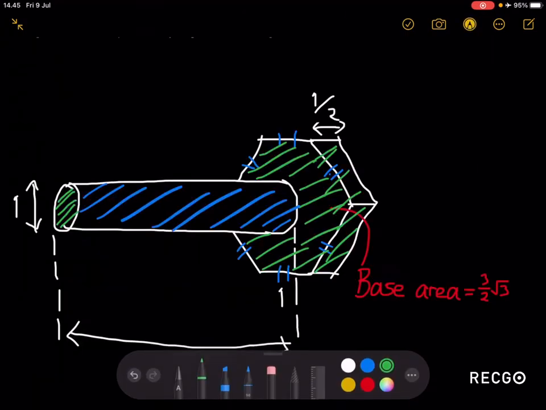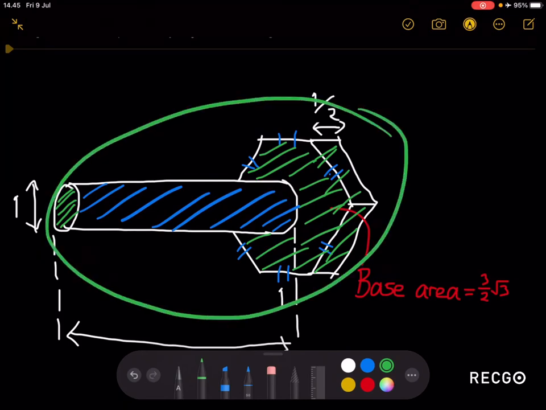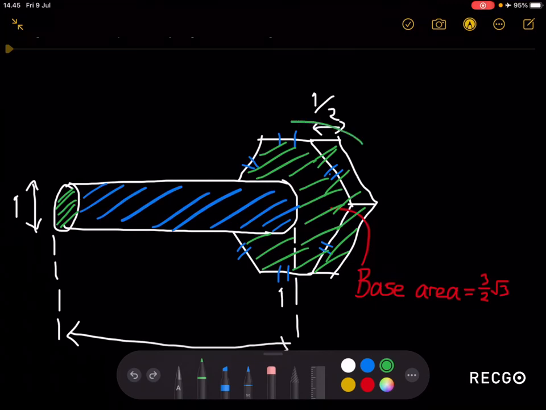For the surface area, notice that we can move the circle from the cylinder and stick it onto the hexagonal prism so that it fits in to form the surface area of the whole hexagonal prism itself. So the surface area of our bolt will be the surface area of the hexagonal prism plus the curved surface area. I've shaded the surface area of the hexagonal prism in green and the curved surface area of the cylinder in blue.